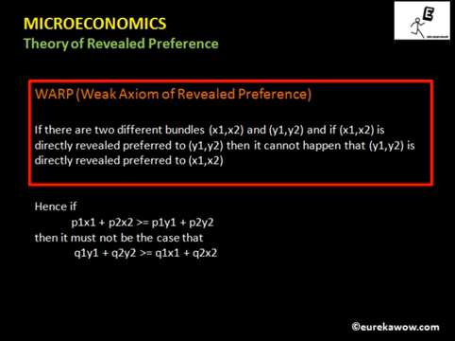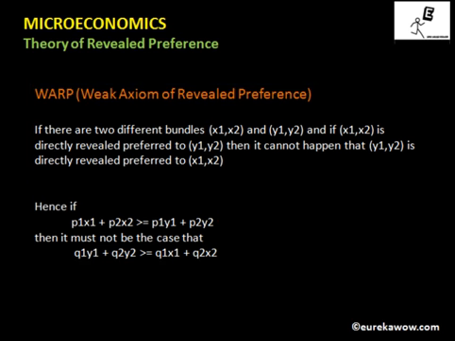So if p1 x1 plus p2 x2 is greater than or equal to p1 y1 plus p2 y2, that is, x1 comma x2 is directly revealed preferred to y1 comma y2, then it must not be the case that y1 comma y2 is also directly revealed preferred to x1 comma x2, because if this happens, then WARP, that is the weak axiom of revealed preference, is going to be violated. Now we will look at the weak axiom of revealed preference diagrammatically.